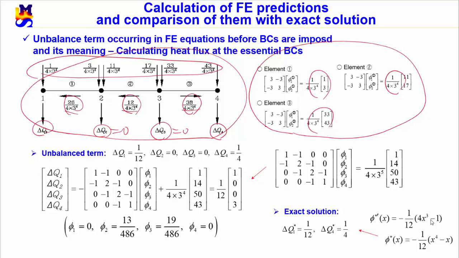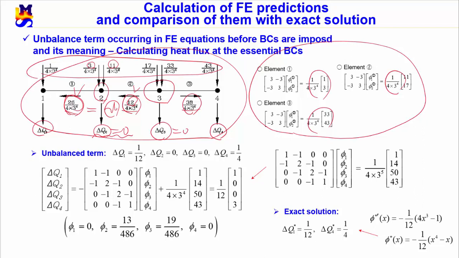Now let's check it. At node 2, the incoming heat flux is 3 plus 11 plus 12, that is 26 over 4 times 3 to the 4th, which is the same as the outgoing heat flux, implying that the law of energy conservation is perfectly satisfied, even though there is a distinct difference in temperature slope between these predictions and this exact solution. The same discussion can be applied to node 3. Please check it.